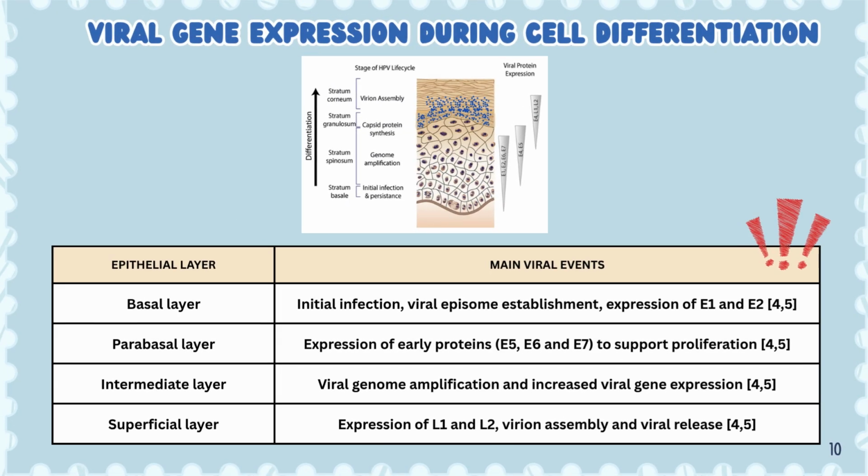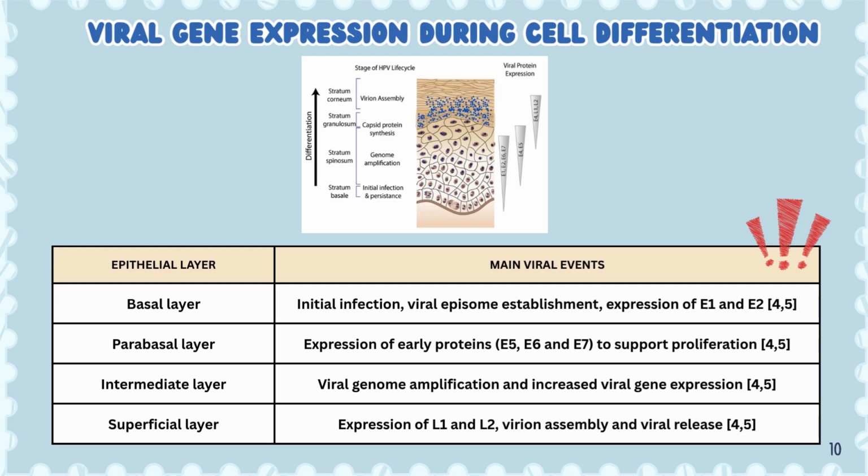This table shows what happens in each epithelial layer. In the basal layer, HPV starts the infection and expresses E1 and E2. In the parabasal layer, it produces E5, E6, and E7, which help keep the infected cells dividing. In the intermediate layer, the virus makes many copies of its DNA.